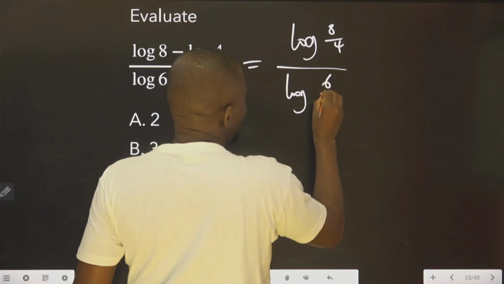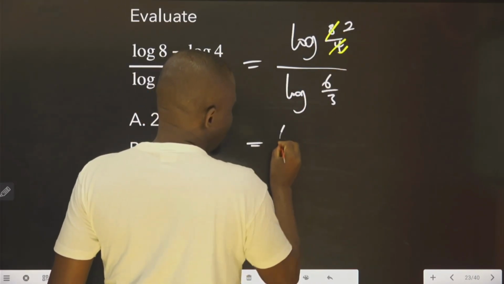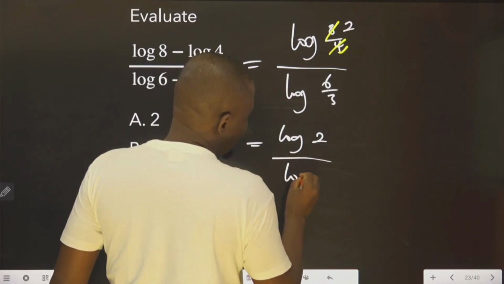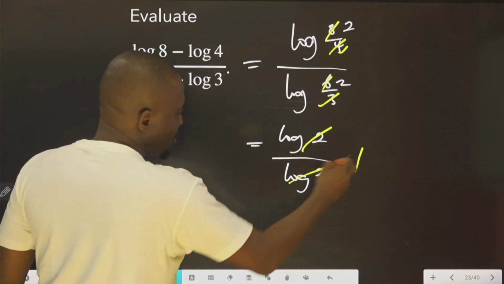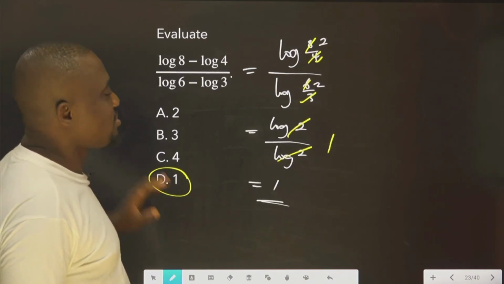Log 6 over 3. You agree with me here, 1 here, 2. That is log 2 over log here. It's also 2, 2. See, this one is what? 2 seconds. You get the answer.